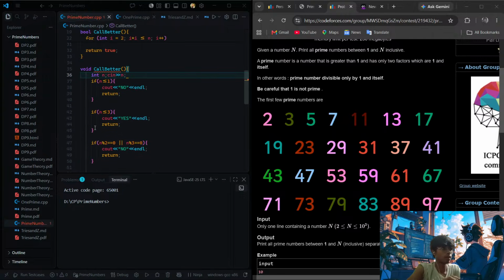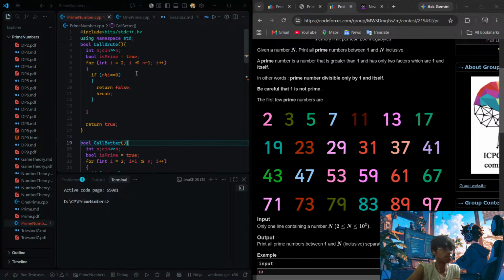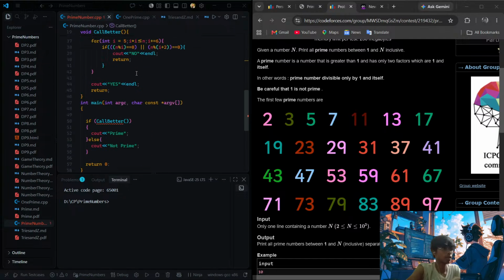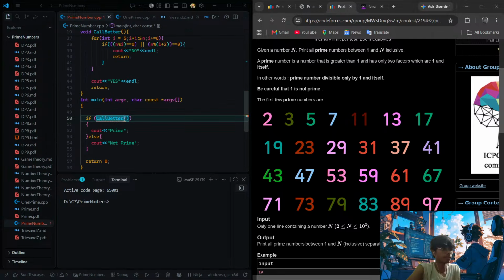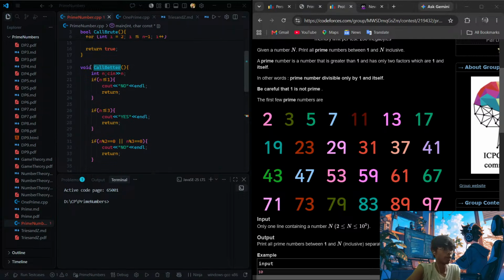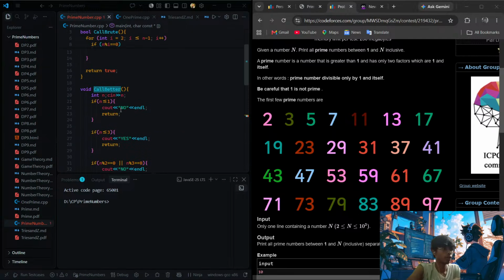Call better. Remove this. Okay, fine. What's the problem? Okay, so I have to return. I don't have to return anything, right? I have to remove this. Or I can also return it like this, if I want. Bool, and then this one is what? Leave it. Okay, leave it.